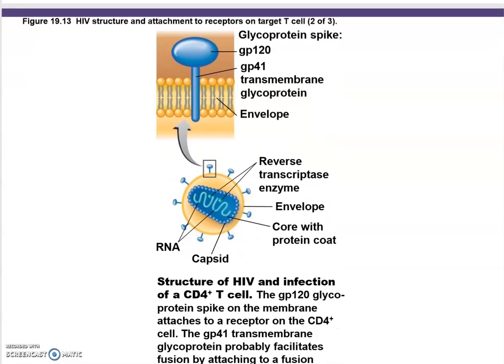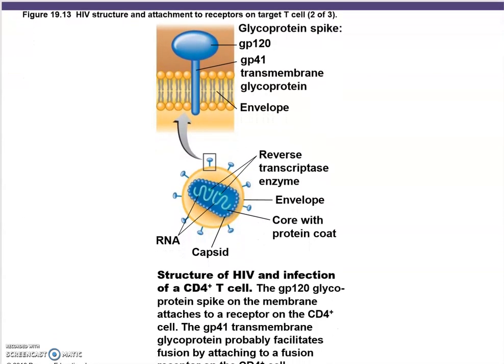So here's what the virus looks like. This here is the virus. You have the RNA core, and then a protein coat surrounding that, and then we have an envelope. And in the envelope, you have the spike proteins, these little things right here. There's one that's enlarged over here. And so these are these glycoprotein spikes, the GP120 protein, and then the anchoring protein is the GP41. That's a transmembrane glycoprotein, and this is the envelope portion of the virus. So HIV, as we said, specifically infects CD4 plus T cells. Those are helper T cells.